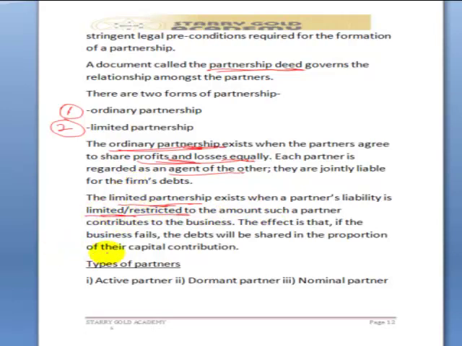Let's move on now to types of partners. We have 3 types of partners. The first one is active partner. Second one is dormant partner, while the third one is nominal partner.